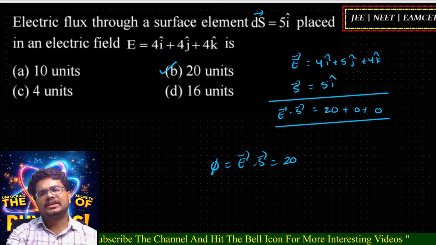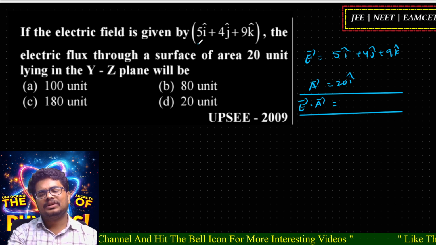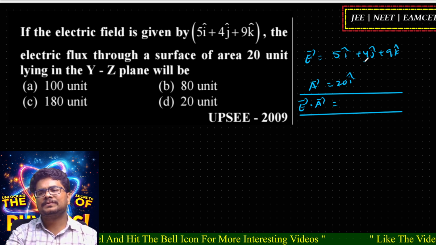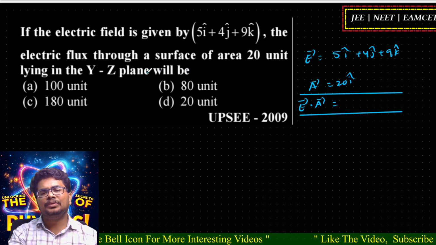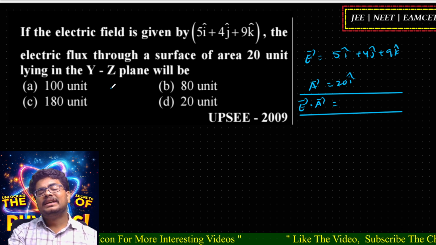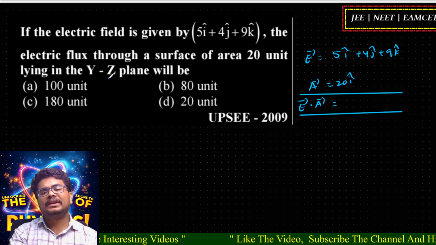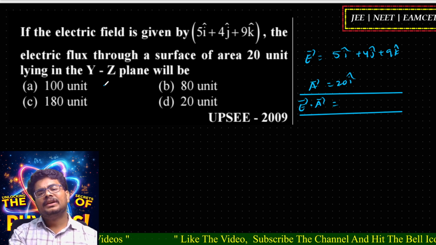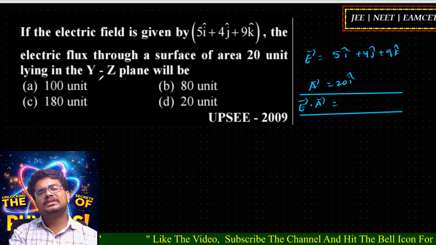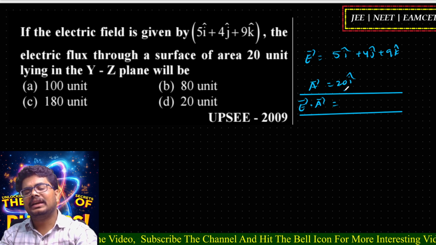If we go to the next illustration, if the electric field is this much, we have written E equal to 5 I cap plus 4 J cap plus 9 K cap. The electric flux through a surface of 20 units lying on the YZ plane. The surface area value they have given is 20 units. That's okay, but lying on which plane? YZ plane. The area vector is always perpendicular to the sheet. The sheet is lying on the YZ plane, so along which direction? X direction. So in that case what can I write? We can write 20 I cap.